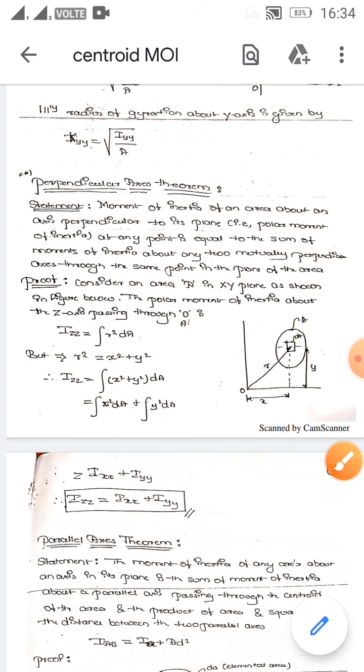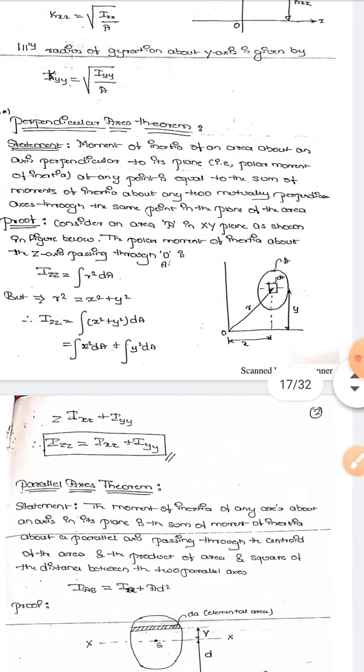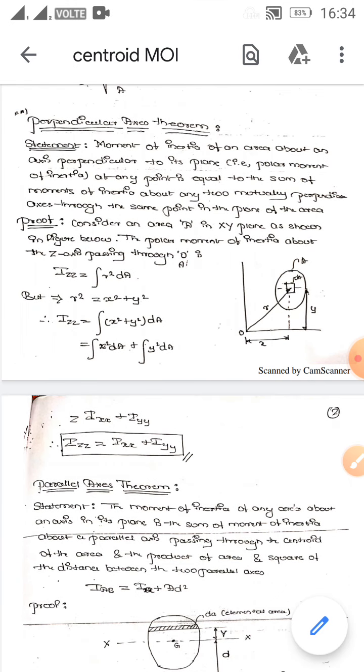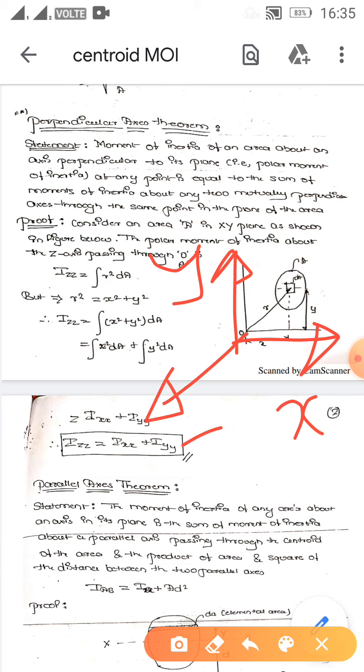That is what we have in the derivation also. For that we consider an area given as A in the xy plane, where x is in this direction and y is in this direction. A small area has been considered as shown in the figure. The polar moment of inertia about zz, passing through O, is given by this equation.